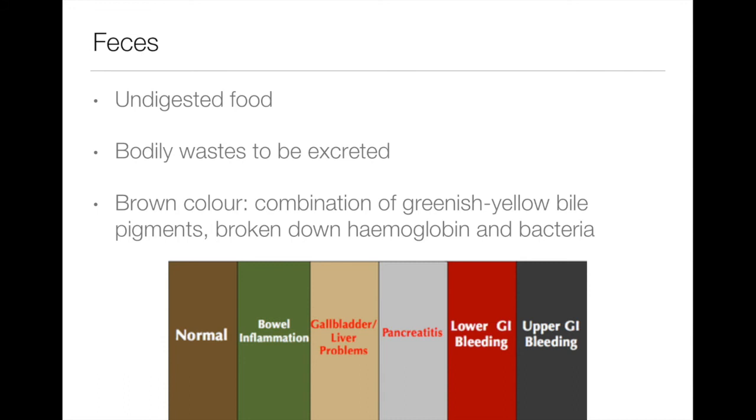In addition to undigested food, the feces contain other bodily waste that needs to be excreted. The brown color of feces comes from the combination of greenish yellow bile pigments, broken down hemoglobin, and bacteria, and this is normal. So, from different colors of the feces, we can understand what is wrong with the body.